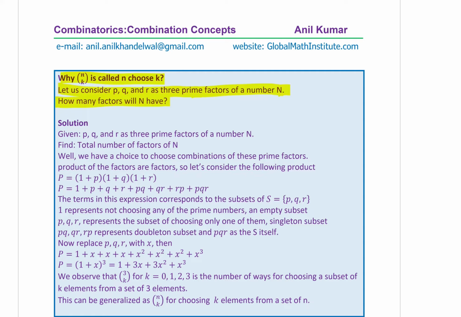But now let's try to understand the logic once again. Now what are we given? We are given here that P, Q, and R are 3 prime factors of a number n. And we need to find the total number of factors of n. Well, we have a choice to choose combinations of these prime factors, correct? Since you know that the products of factors are also factors, let's consider the following product.